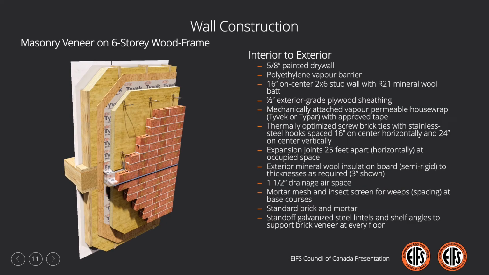Turning now to the wall construction for our masonry veneer, construction methods reflected those that are most common in the Canadian marketplace. Where we depart from the norm is through the use of thermally optimized screw-back brick ties with stainless steel hooks and the use of standoff galvanized steel lintels and shelf angles at each floor line. This is not considered common, but was necessary in order for the masonry veneer to meet the target whole wall R value as established by our EIFS wall, in particular as it relates to the high R wall.